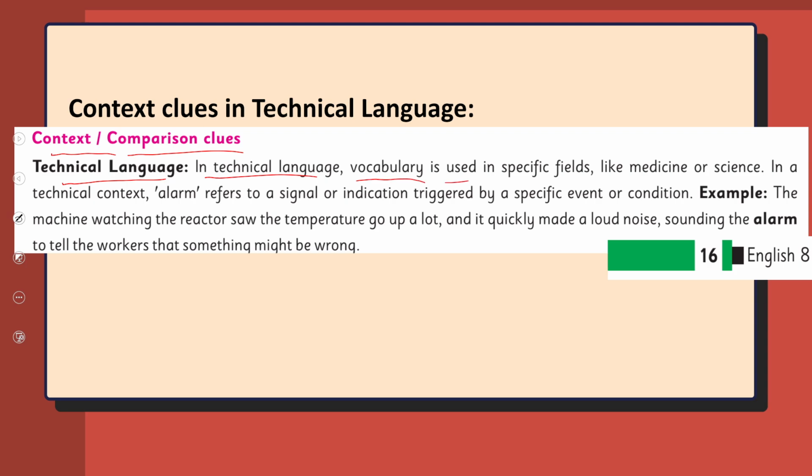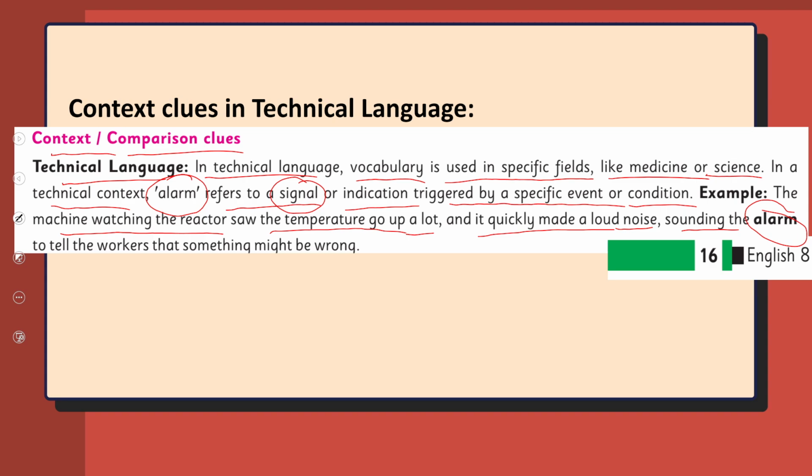vocabulary is used in specific fields like medicine or science. In a technical context, the word alarm refers to a signal or indication triggered by a specific event or condition. For example, the machine watching the reactor saw the temperature go up a lot and it quickly made a loud noise, sounding the alarm to tell the workers that something might be wrong.